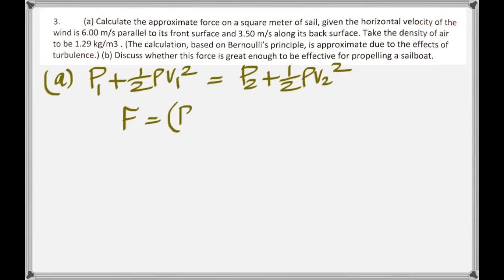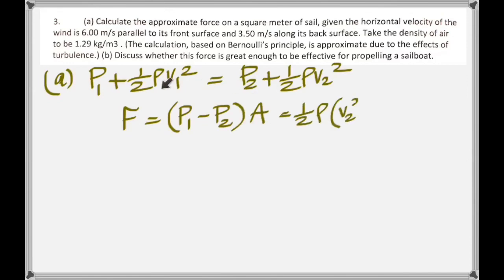And then to find the force, you're going to have to find the difference in pressure on both sides multiplied by the area, because force is pressure times area. Correct? And now you have pressure both on the front and the back, so you take the difference in the pressure multiplied by the area. So we're looking for P1 minus P2.